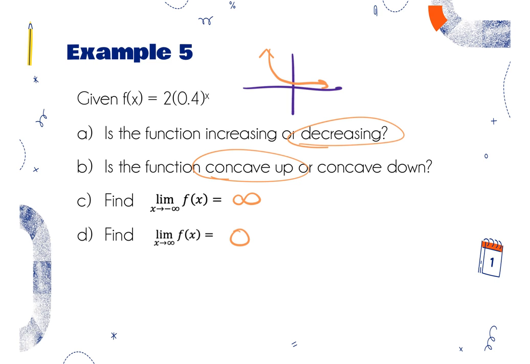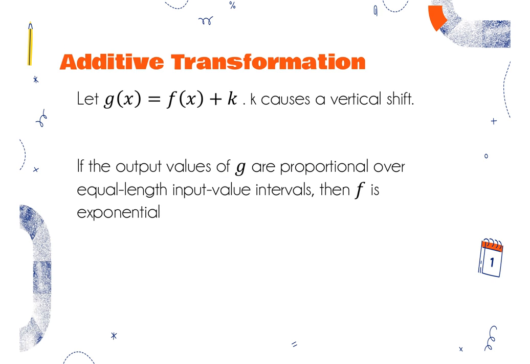Questions? Okay. Last slide we talked about a little bit already, but this plus k at the end causes a vertical shift, okay? And if the output values of g are proportional over equal length input value intervals, then f is exponential. So what this basically says, if the output of my transformed function, the one that is shifted up or shifted down, is proportional, that means the initial one had to have been exponential because all I did was take it and shift it up or down. Does that make sense? Okay.